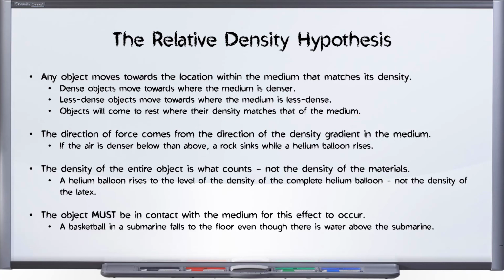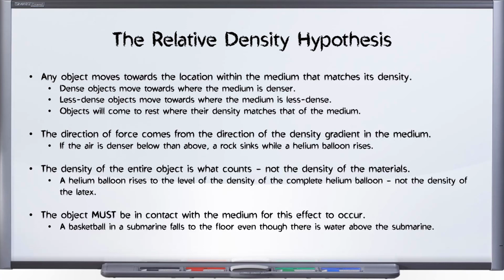Again, we are expecting that there's a density gradient within the medium. Like in the air, the densest air is at the bottom, and the air up on top of the mountain is much less dense. So if you release a helium balloon, it will move up towards the less dense air, which is up, right? That is the core of the hypothesis.